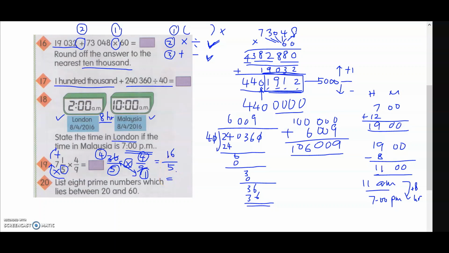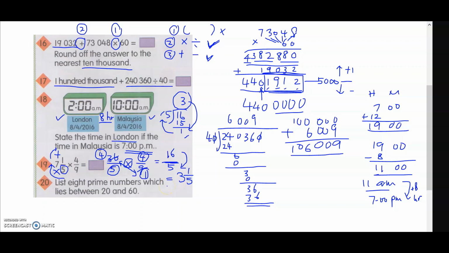And this is an improper fraction, so you change it to a proper fraction. Remember, this line here means divide. So this is 16 divided by 5. 3 times 5, 15. Balance is 1. So the whole number is 3. 3 1 over 5.